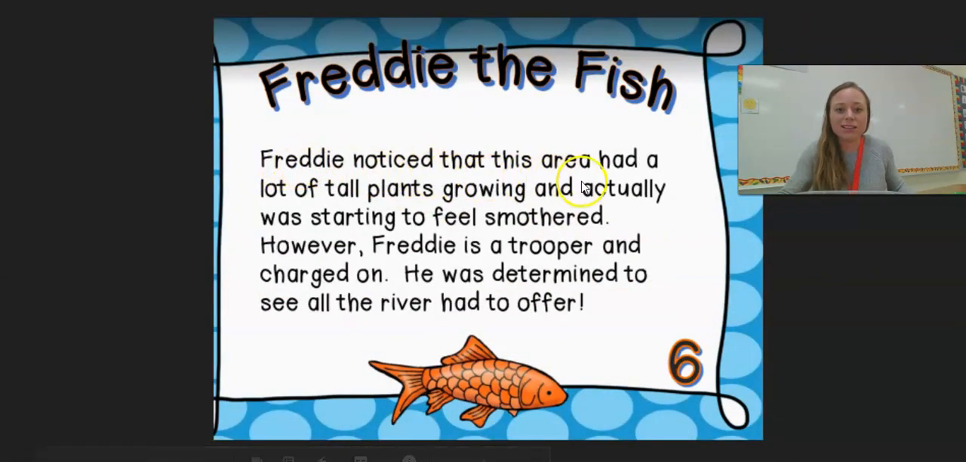Freddie noticed that this area had a lot of tall plants growing and actually started feeling smothered. That's like feeling like you can't breathe, like you're being squished. However, Freddie is a trooper and he charged on. He was determined to see all the river had to offer.